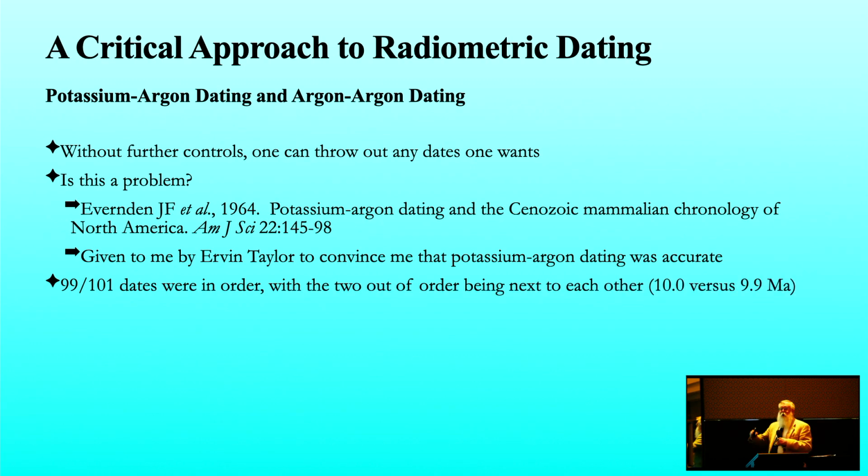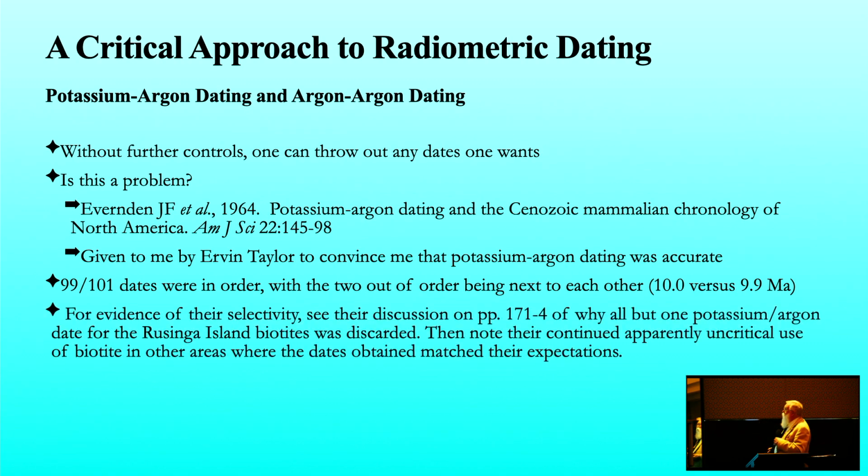They had 101 dates, and they were all lined up except for 2. And those 2, the younger one was dating 10.0 million years, and the older one was dating 9.9 million years. Only 100,000 years difference between the 2. That's not too bad. 99 out of 101 all lined up perfectly and only barely missing. Well, you dig into the paper and it's not quite that easy.